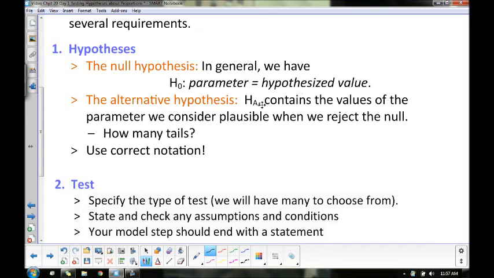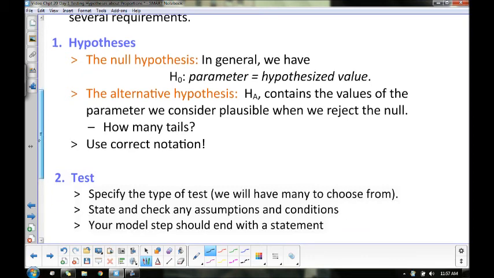Your alternative hypothesis, your H sub A, says, okay, what do you need to reject the null hypothesis, or what would our alternative be? You do need to specify how many tails that would be. Is that upper tail, lower tail, or two-tailed, greater than, less than, or not equal to? You must use correct notation.